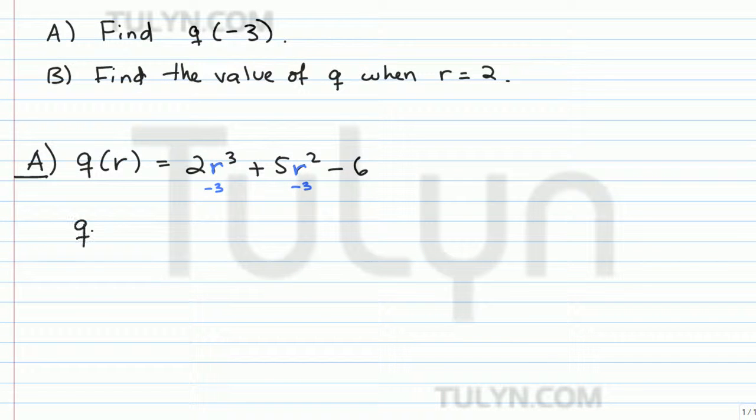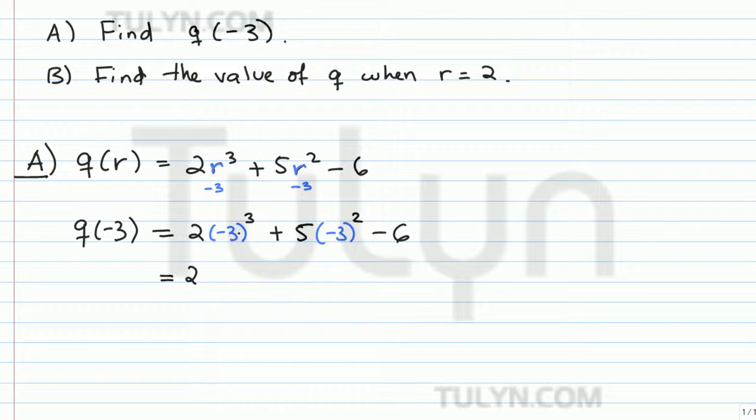So q of -3 is going to be 2 times -3 cubed, since it was r cubed, plus 5 times -3 squared, since the second term had an r squared, and then minus 6. So now let's simplify it. This becomes 2 times -3 cubed.